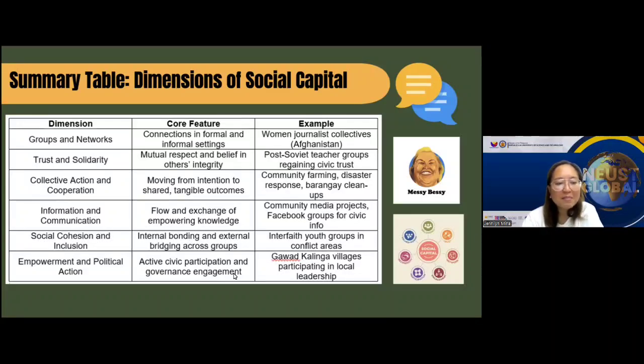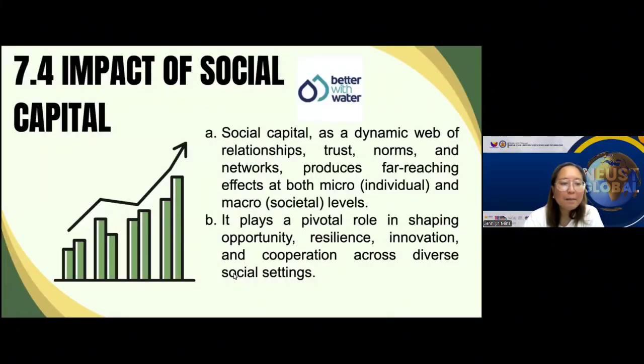So let's talk about the impact of social capital. Social capital is the value we get from our relationships, trust, and networks. It affects both individuals and communities by creating opportunities, encouraging cooperation, and helping people adapt to challenges. Example, in the Better with Water project, communities work together to manage water resources. Trust and cooperation among neighbors made it easier to share water fairly, maintain infrastructure, and solve problems, showing how strong social connections lead to better outcomes for everyone.